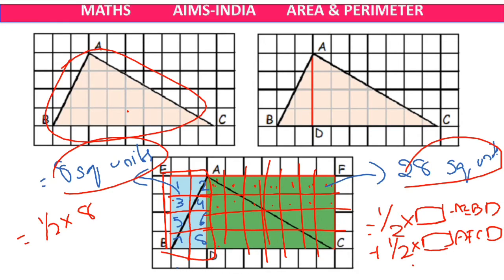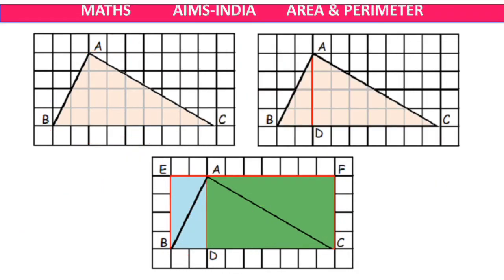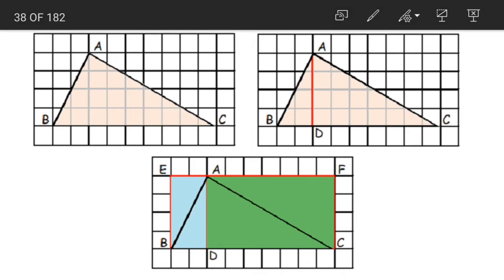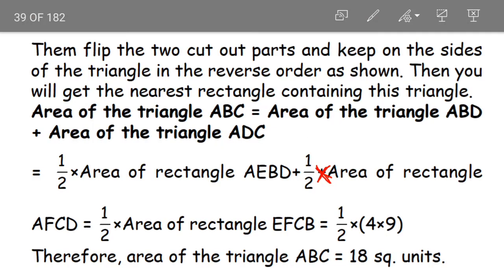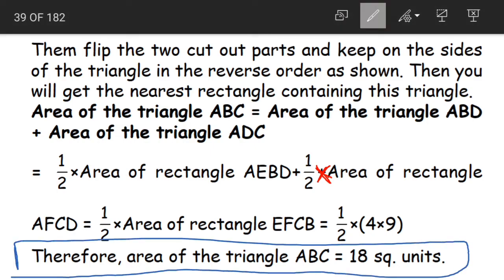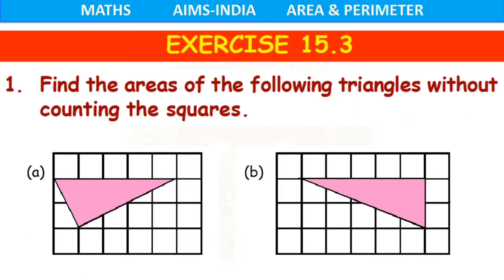I hope this is clear, children. See, this might seem a little bit tricky, but if you understand, it is very easy. Therefore, the area of our triangle, this is our final answer, is equal to 18 square units. Now based on the same, let us solve some exercise problems as well, so that you will get more familiar with the topic here.